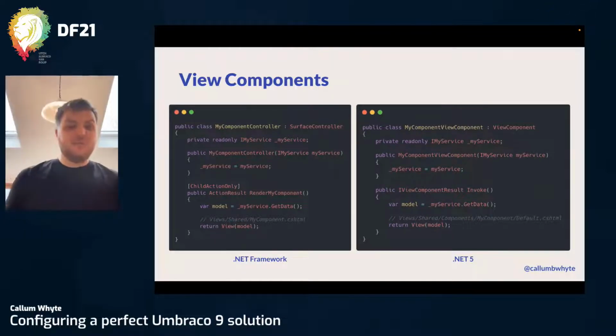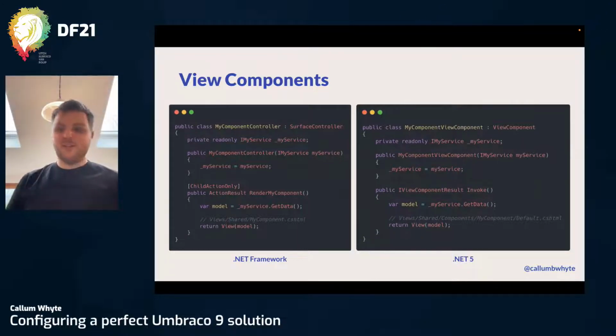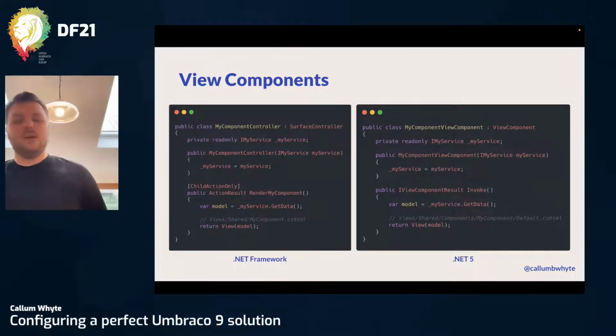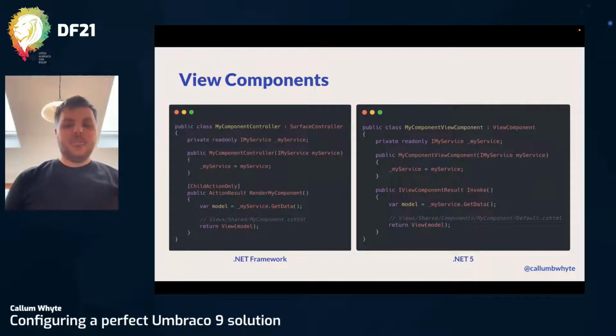Now with view components, very, very similar. Hopefully this code looks almost identical. Instead of inheriting from service controller, we inherit from view component. We can still inject our own stuff into there. And then we just have a method called invoke, and invoke returns a view. We're getting the exact same bit of data here, and it just returns in this stranger path.